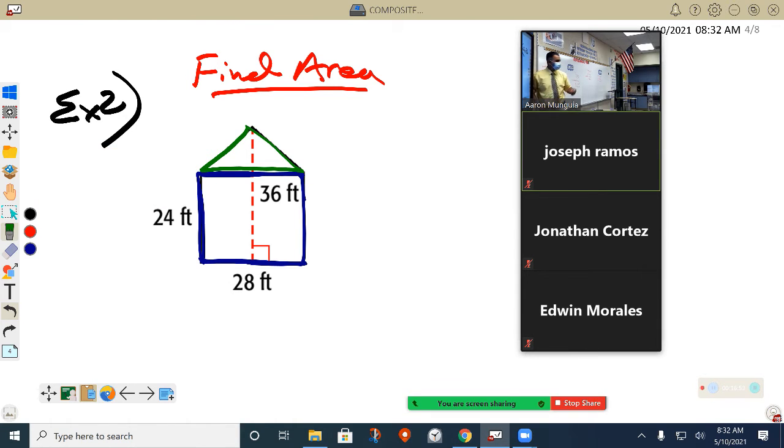Okay, so I'm gonna find the area of the triangle. Find the area of the rectangle, add them up, we're rocking and rolling. Simple as that, you guys. This is a very easy lesson for this Monday.